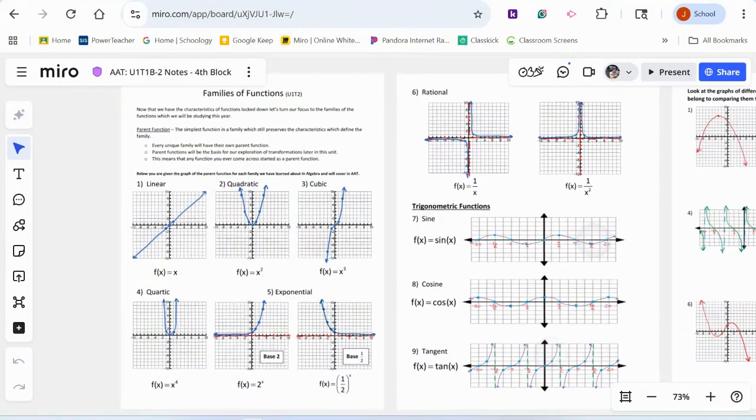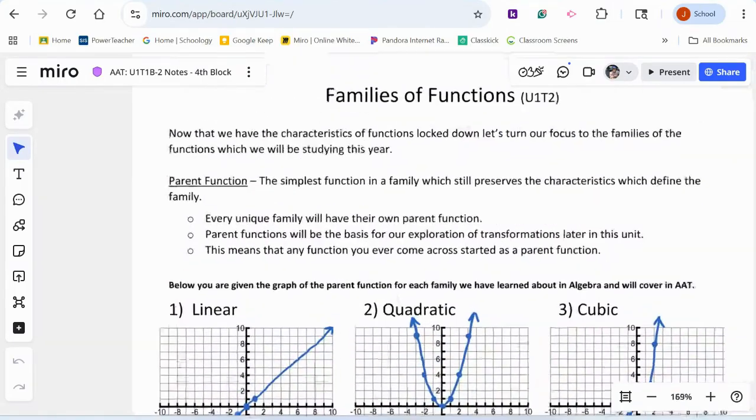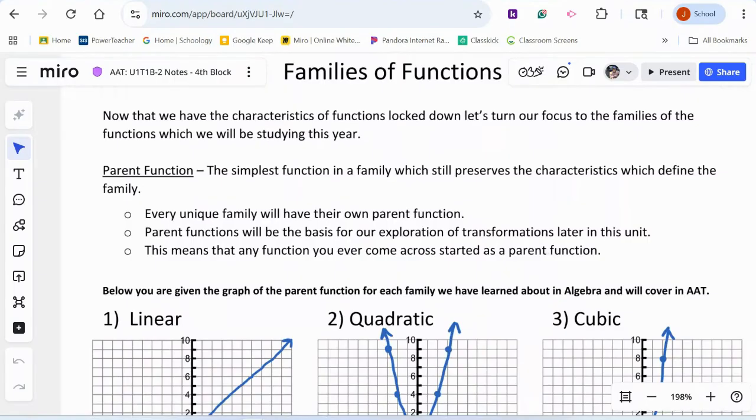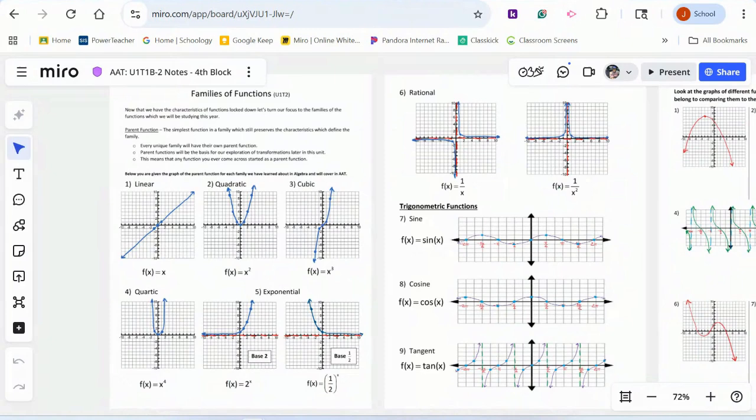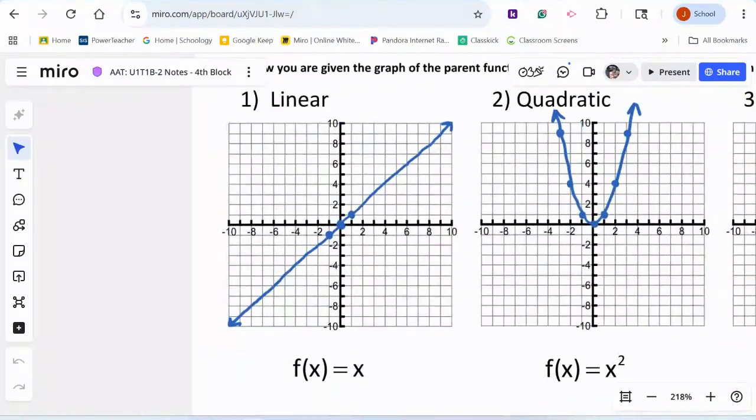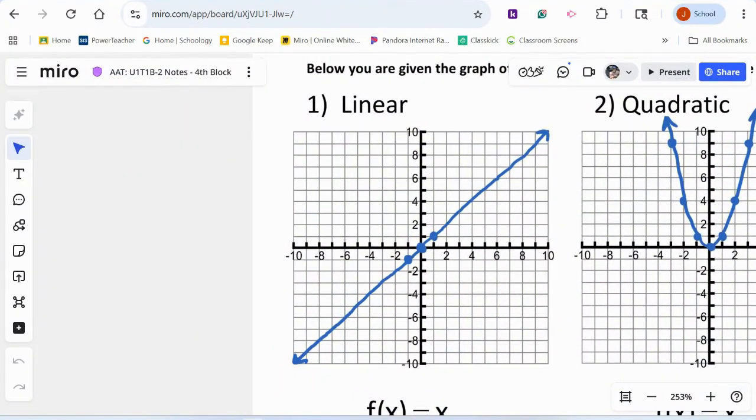Now, what I've shown you here on the first page is what we call a parent function. A parent function is the simplest function in any family, which still preserves those unique characteristics which define the family. And so essentially, the way to think about it, guys, is that this is the starting point for every type of graph and function that fits in this family. So every line you have ever graphed started like this. This is the parent. And by changing the slope, by changing the intercepts, by changing different parts of the equation, you can create an infinite number of different lines.